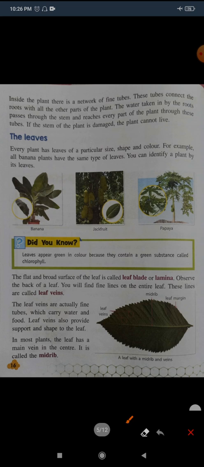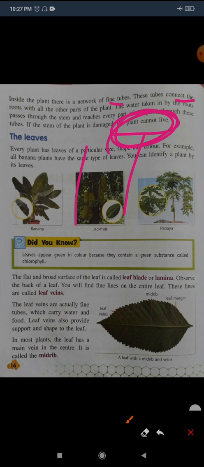So here you can see that inside the plant there is a network of fine tubes. Which fine tubes? One is xylem and one is phloem, and these tubes connect the roots with all the parts of the plant, and the water taken in by the roots passes through the stem and reaches every part of the plant through these tubes. And if the stem of the plant is damaged, the plant can't live. So don't harm the stem of the plant.